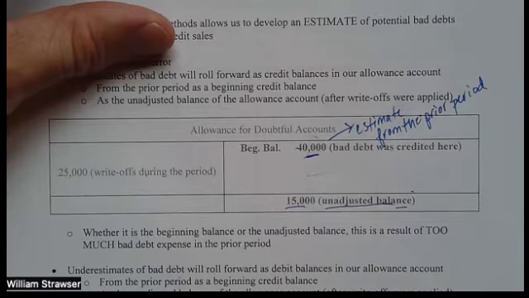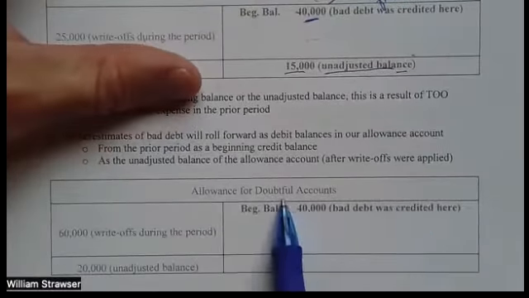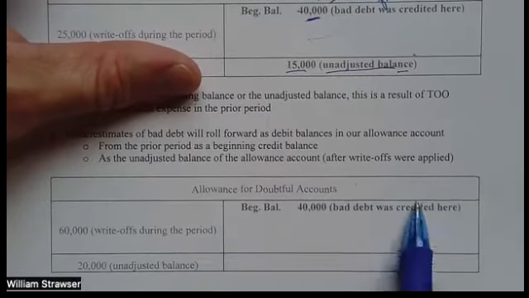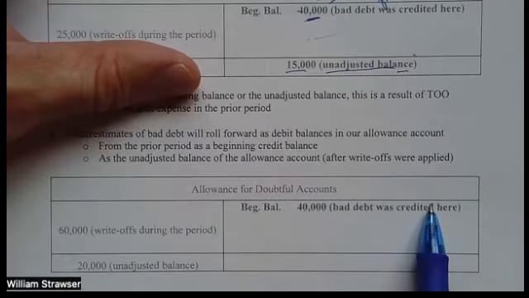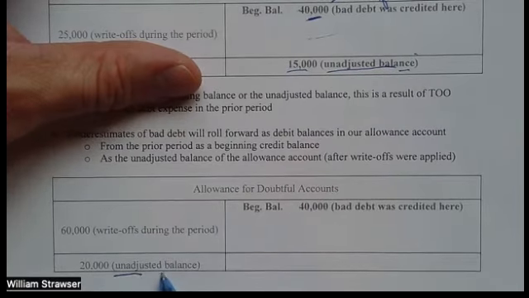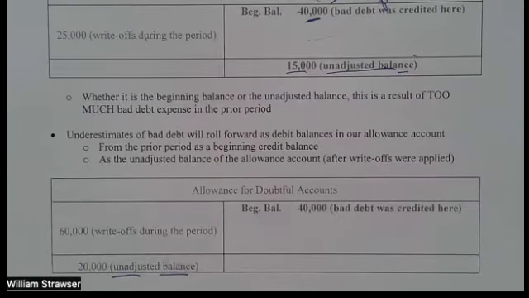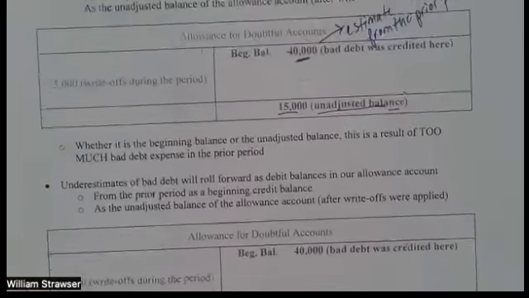Whereas if I underestimated bad debt, as the example is down here, this was my beginning balance. This is what I estimated at the end of the prior period. And if I had $60,000 of write-offs during the period, then I have a $20,000 unadjusted balance. And that debit amount, the fact that it's a debit at all, suggests that I underestimated what my bad debt would be going forward.